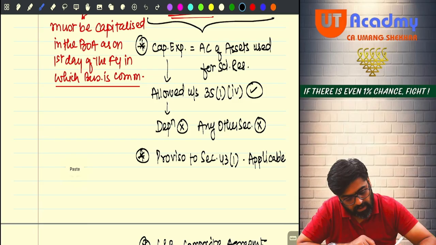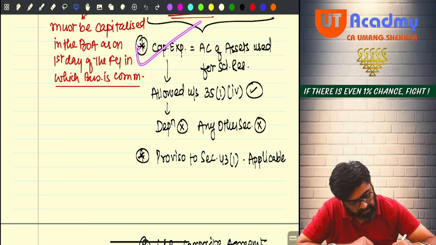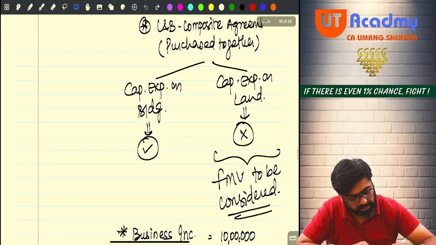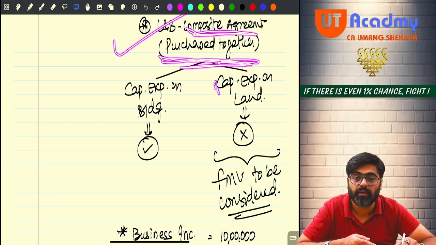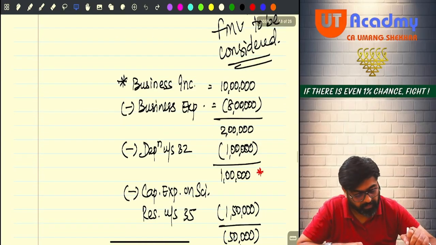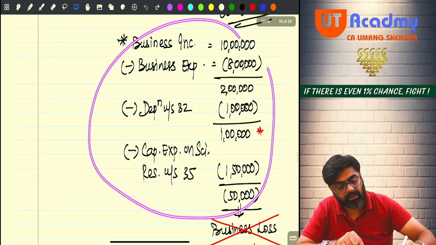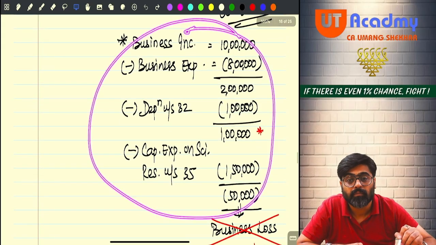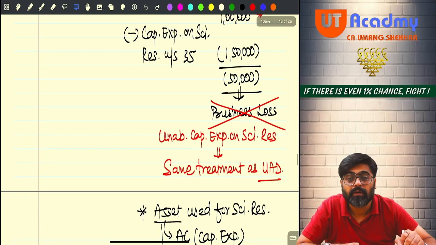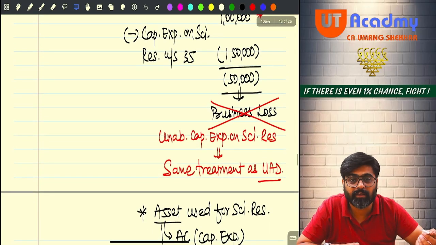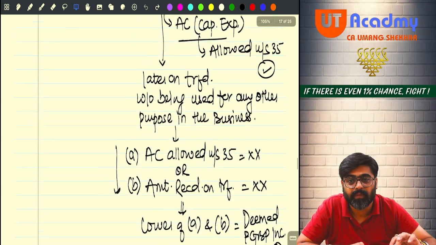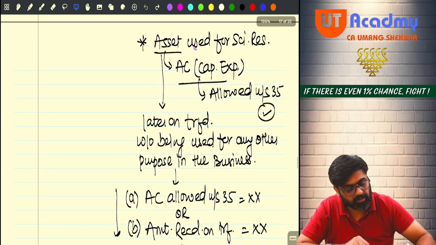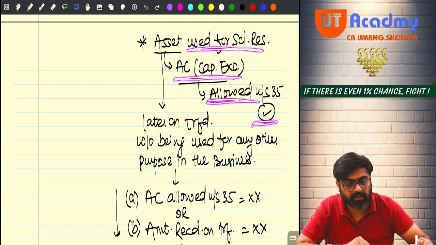Pay attention. See, capital expenditure already done. This proviso will be applicable, already done. Land and building composite agreement, I just now told you this. The same thing I have told you. Business loss will not arise. Unobserved capital expenditure on scientific research, that will arise. Yes or no? Then, the asset which was used for scientific research, its actual cost will be allowed under section 35.